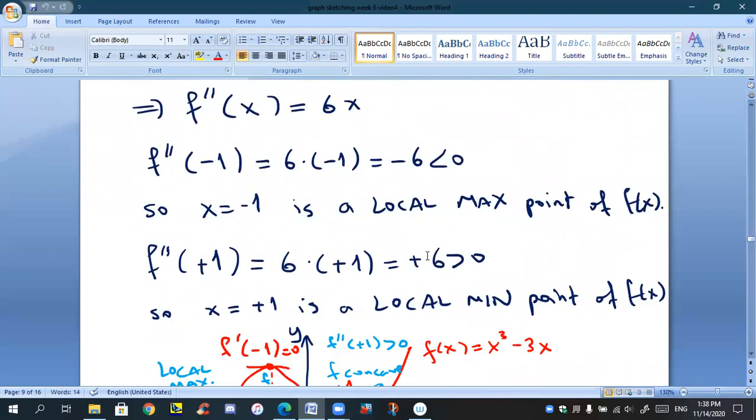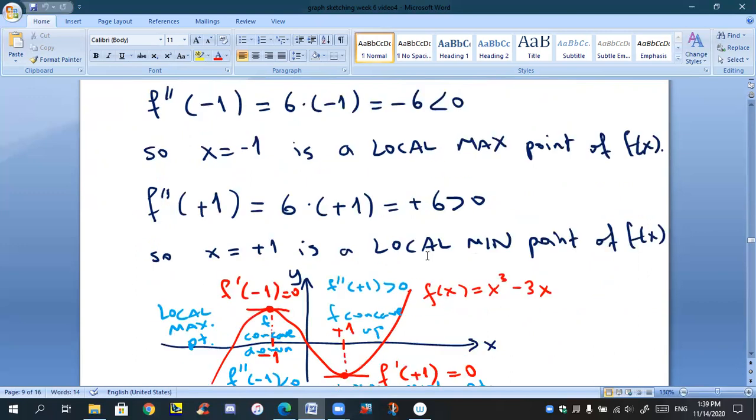Then plug the second critical point plus 1 into the second derivative. That's 6 times plus 1, plus 6, positive. That's concave up, which means local minimum. So x equals 1 is a local minimum.